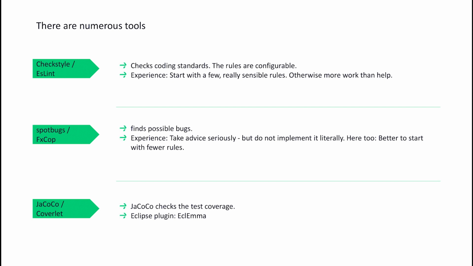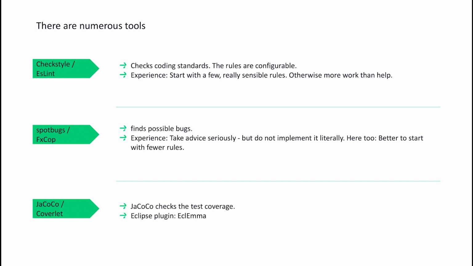The next tool is SpotBugs, a fork of the now defunct FindBugs project. As the name suggests, it helps to find bugs in code. These can range from code smells to significant security vulnerabilities. Here too, it is better to start with fewer rules, but then take the advice seriously. Xcop offers similar functions for C# projects.